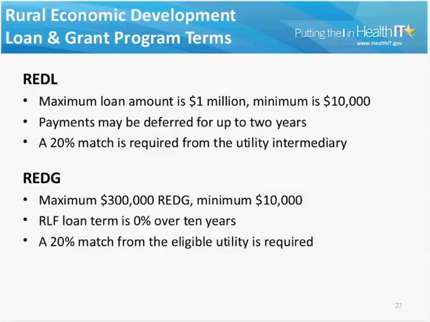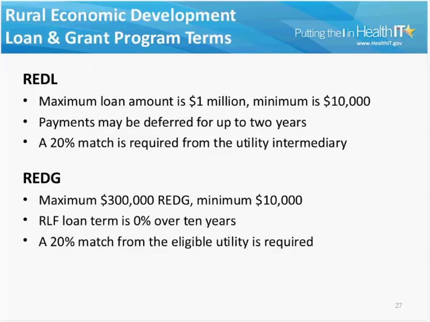Here are the terms, and this is why it's so attractive. For the REDLG loan program, you can borrow up to $1 million, at least $10,000, and the recipient can defer payments for up to 2 years. And there is also a requirement of a 20% match, but the terms are 0% for 10 years. For the REDLG grant, the most you can get is $300,000, again with a 20% match, and the term is 0% again over 10 years. So it's not free money because you do have to pay it back, but because there's no interest, it's the next best thing to free money that you can consider.